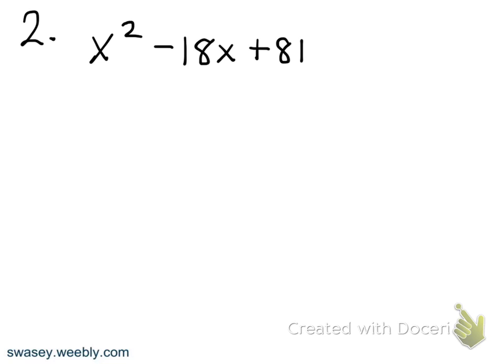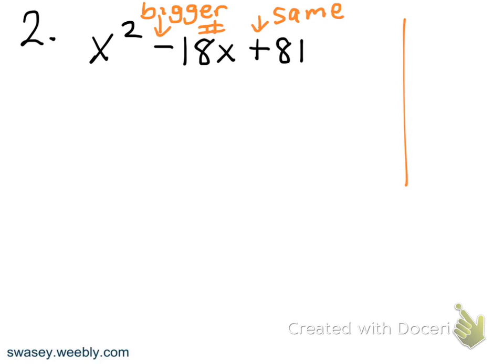Here we're looking for, let's see, our signs. This tells us same signs. Bigger one is negative. So if they're the same and the bigger one's negative, then they're both negative. Factors of 81 that add up to negative 18. So when you look at your list for 81, you should see negative 9 and negative 9.